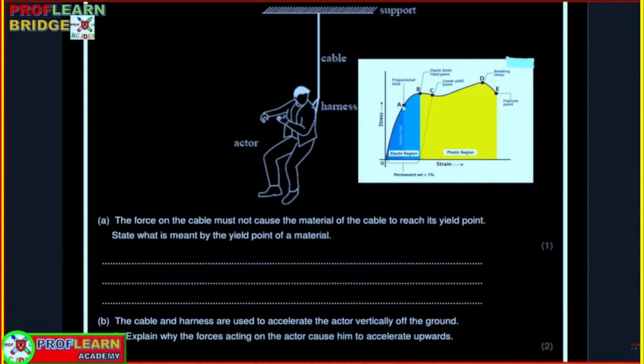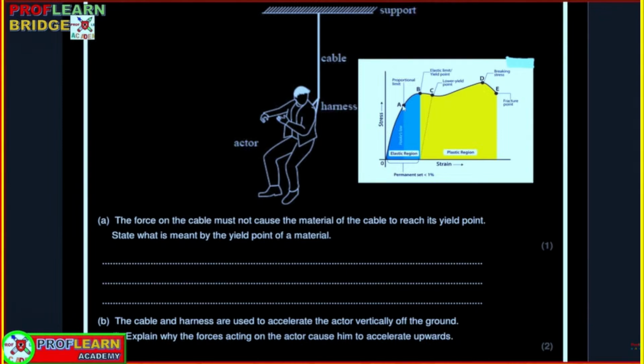So we have another question here whereby the actor is suspended using a harness and a cable which supports this person to hang like that. Now, the force on the cable must not cause the material of the cable to reach its yield point. State what is meant by the yield point of a material.